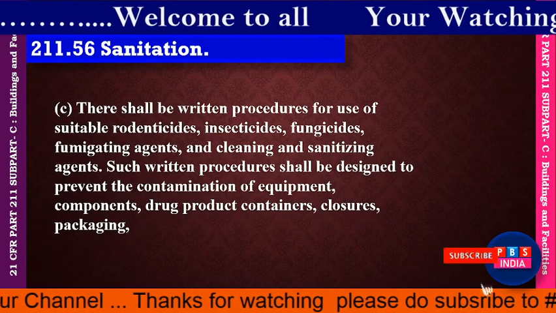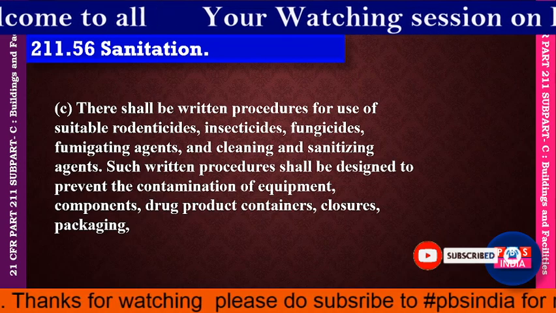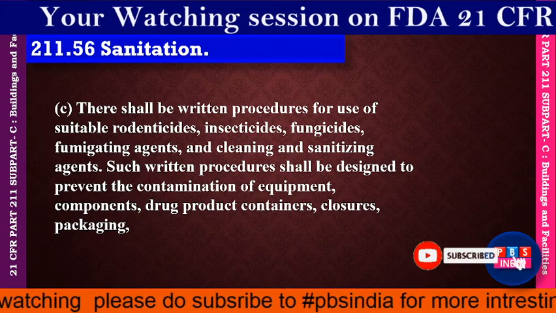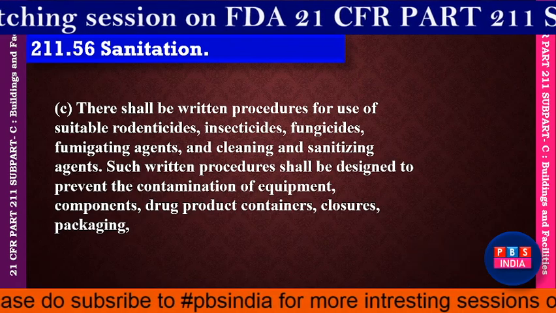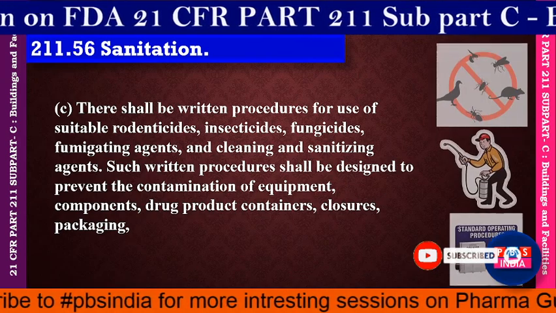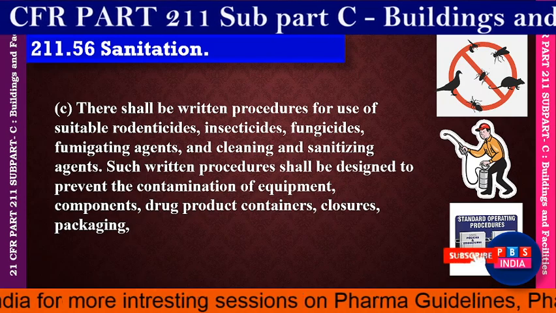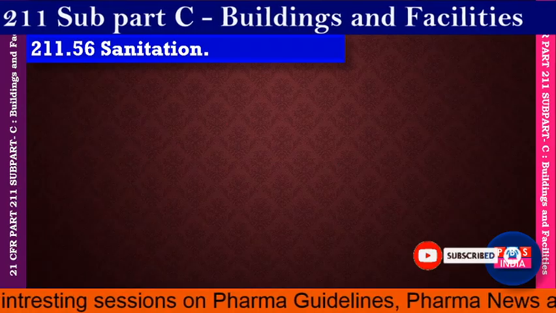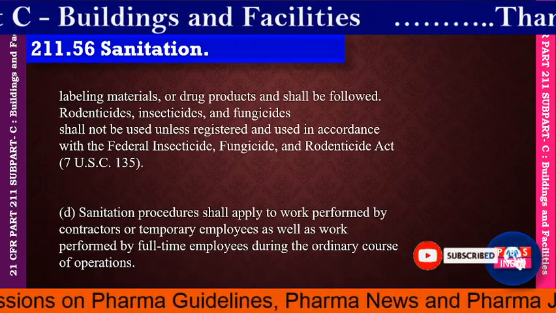There shall be written procedures for use of suitable rodenticides, insecticides, fungicides, fumigating agents, and cleaning and sanitizing agents. Such written procedures shall be designed to prevent the contamination of equipment, components, drug product containers, closures, packaging, and labeling materials. So, friends, like that we have to maintain our building controls. Labeling materials or drug products shall be followed.